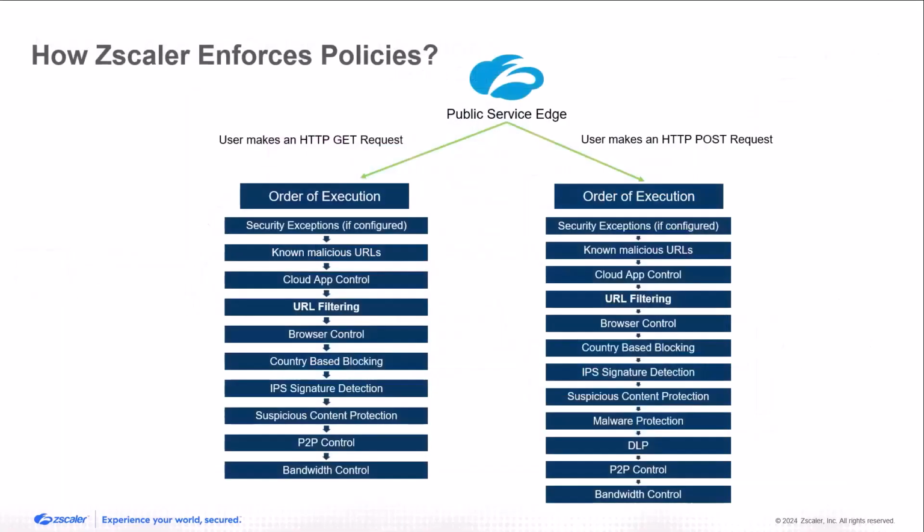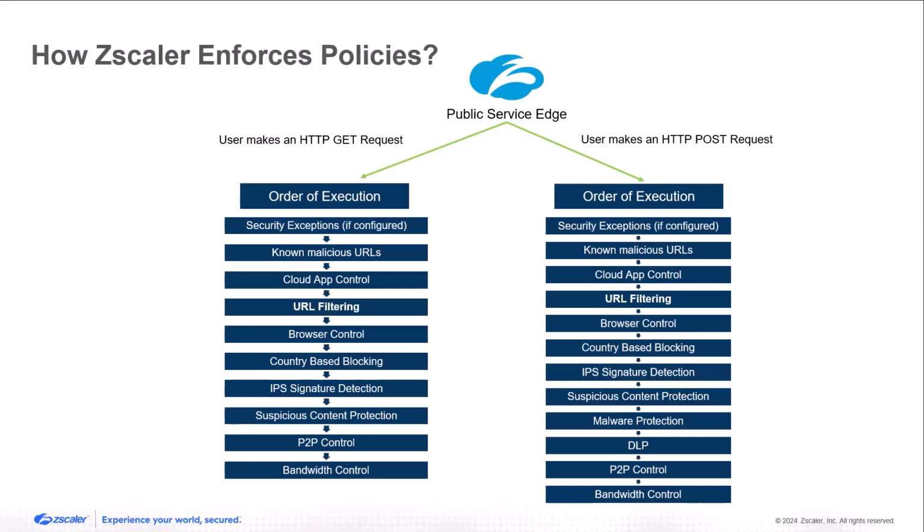If we look at the order of execution, outbound here on the left and return traffic on the right, it'll go through the URL filtering, it'll look at the security exceptions, if there's anything to say bypass security at this point. Then we go through the known malicious URLs, the Cloud App Control Policy, URL filtering policy, the browser control policy, country-based policy, IPS signature. We look at the suspicious content, the peer-to-peer control, and then we'll apply a bandwidth control policy. And when traffic returns, it'll pass back through those engines as well.